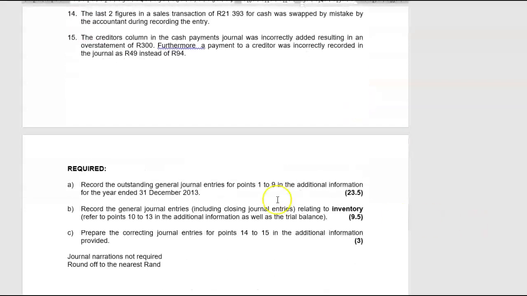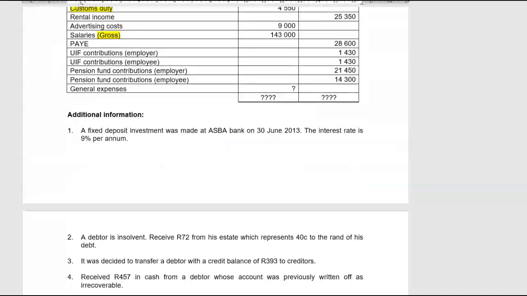Okay, now the first part of the question, you have to journalize all the information in points 1 to 9 of the additional information for the year ended 31 December 2013. Let's start with number 1.